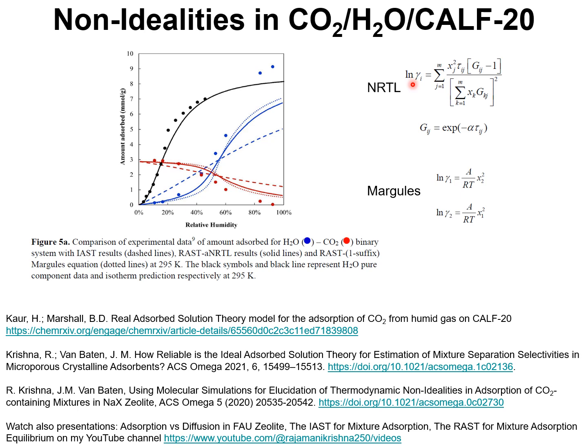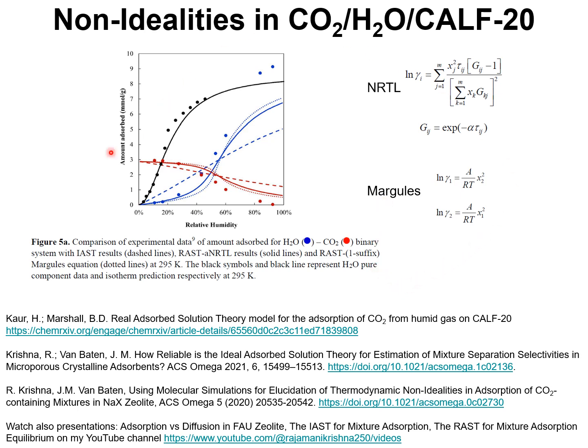An important point to note is that the model used for the RAST calculations by Kaur and Marshall ignores the 1 minus exponential of minus C times phi correction factor that I explained 2 slides ago. The dotted lines are the RAST calculations with a 1 suffix Margules model.